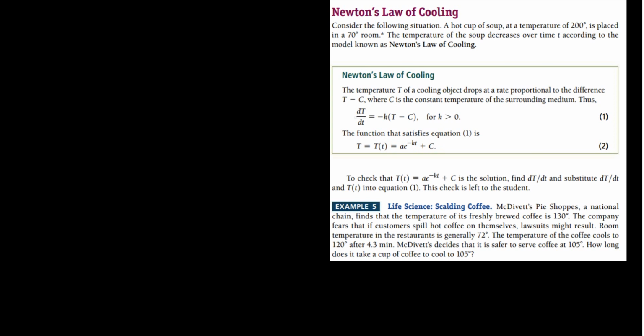But in the problem, we are told one of the unknowns, which is the temperature of the coffee. So that's 130, so that's going to go with T. So now instead of five unknowns, we have four unknowns. We also have the temperature of the surrounding medium, or in this particular case, the room temperature. So now instead of four unknowns, we have three unknowns. So the unknowns now are A, K, and T. We're trying to find T right now, but we also have to figure out what A and K are.